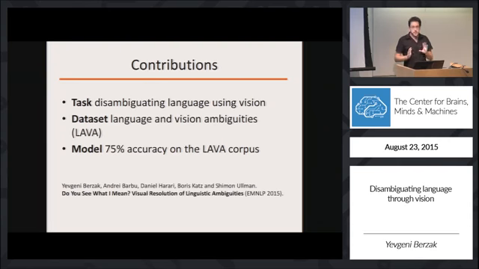So to summarize the contributions of this project so far, we're introducing a new task, disambiguating language using vision. We're releasing a new data set that enables us to study these kinds of tasks, and the model that obtains preliminary results on this kind of problem. And for more details, I invite you to look at the paper below.